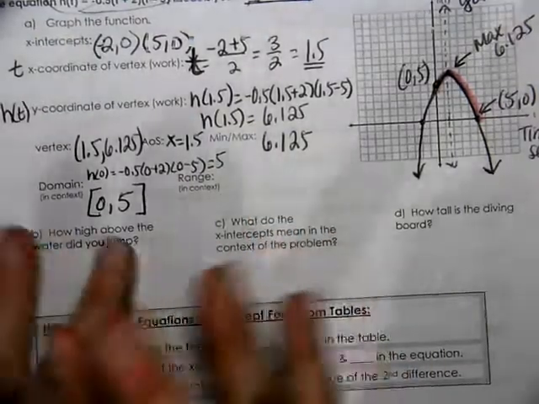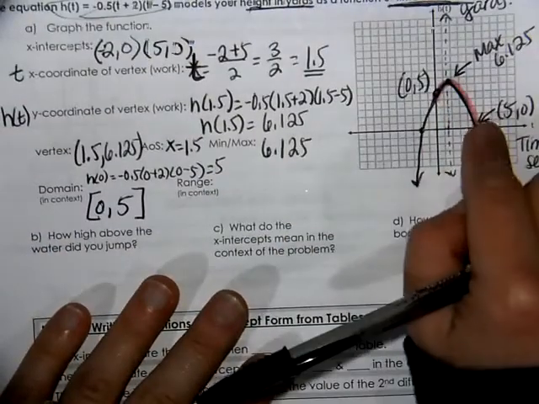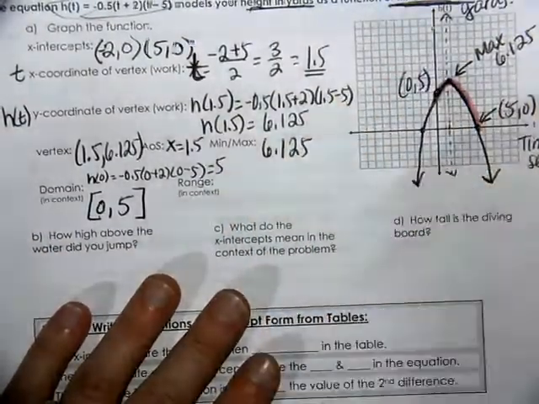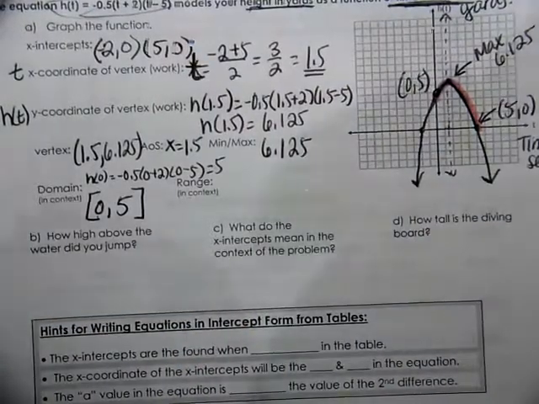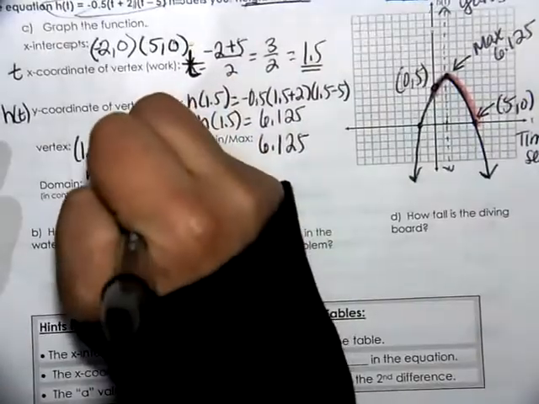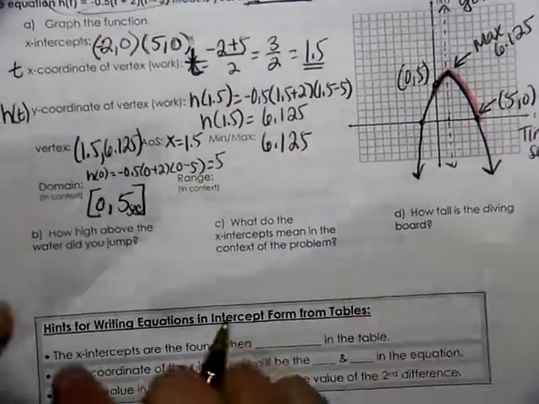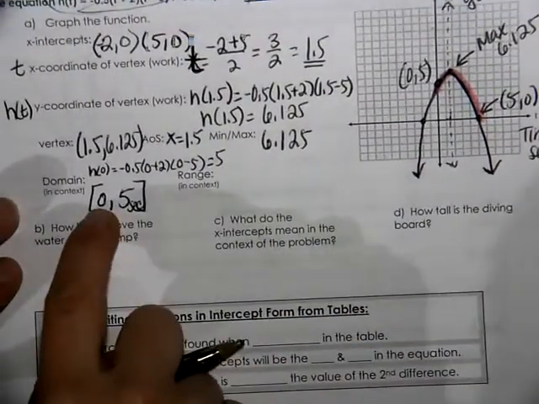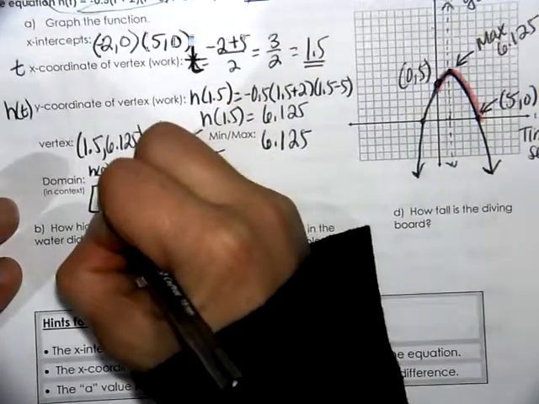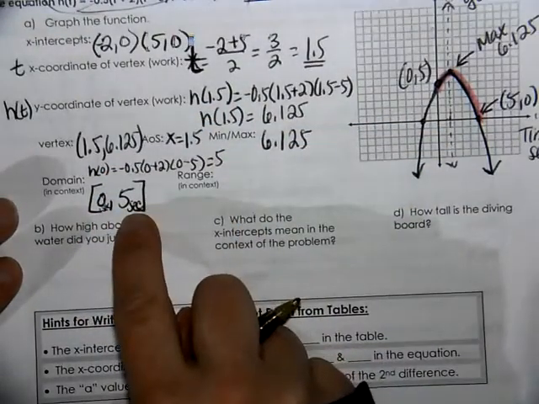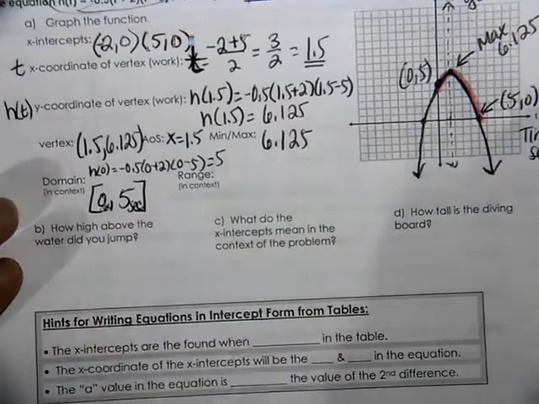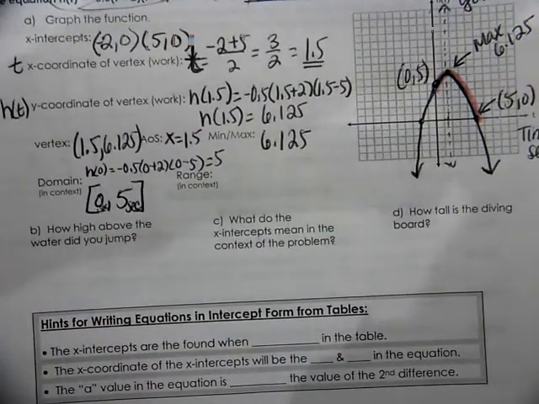And so there won't be any infinities. We have a starting point and we have an ending point when it comes to our domain. And in context, this is seconds. My path of jumping off of this diving board started at 0 seconds and ended after 5 seconds. So there's my context right there.